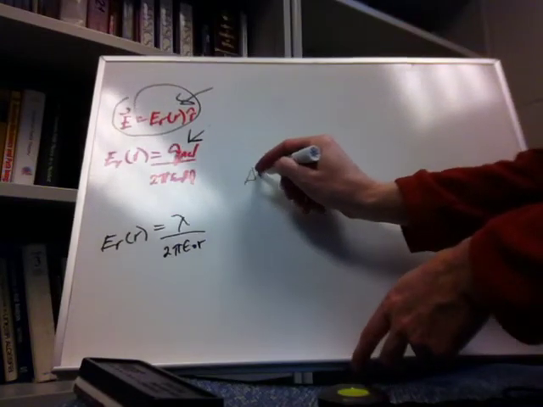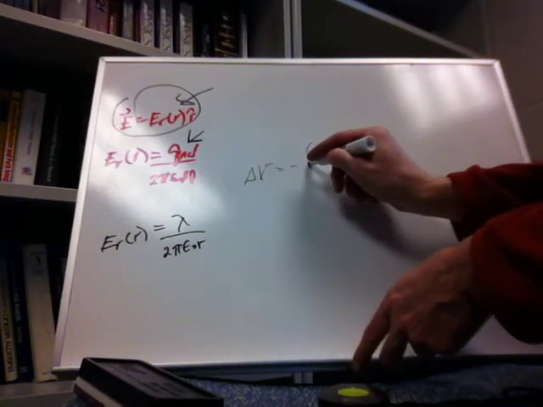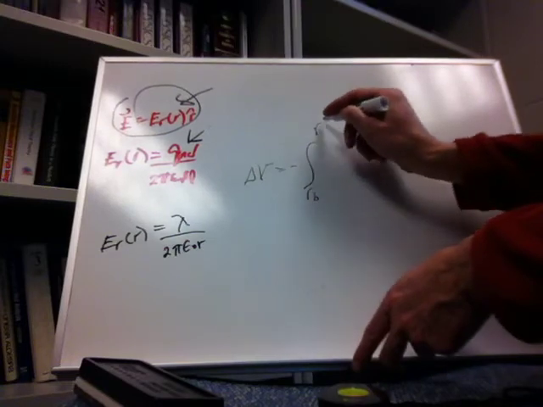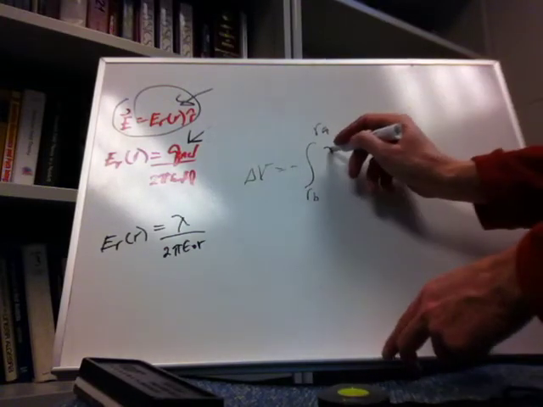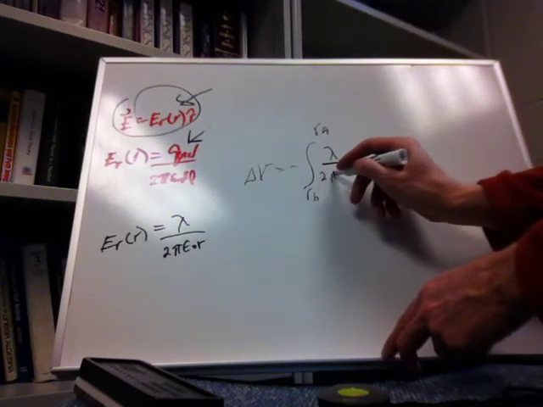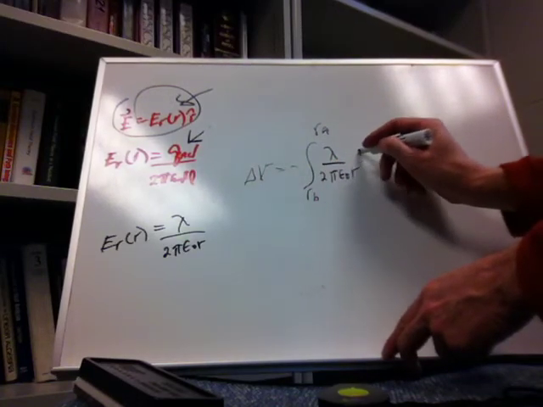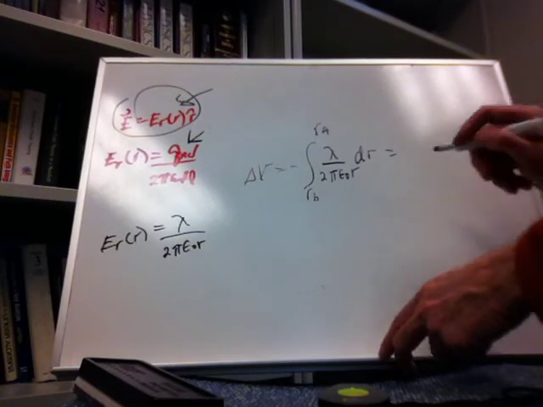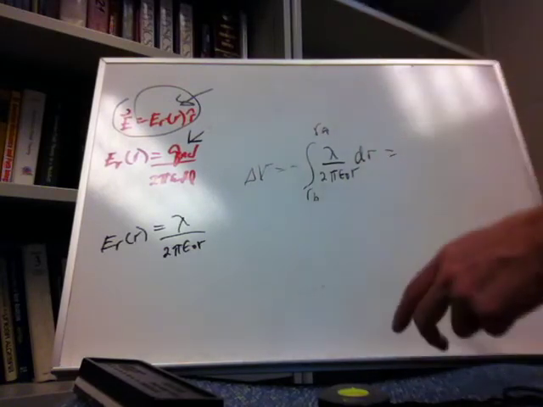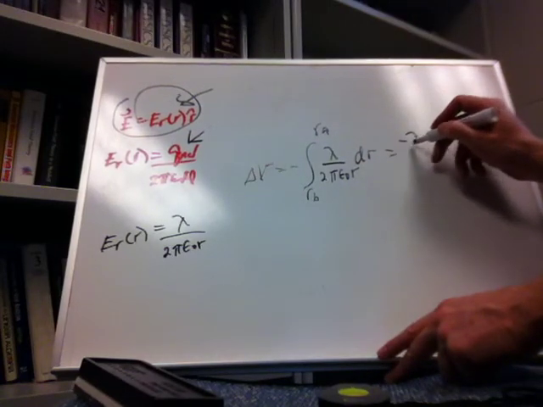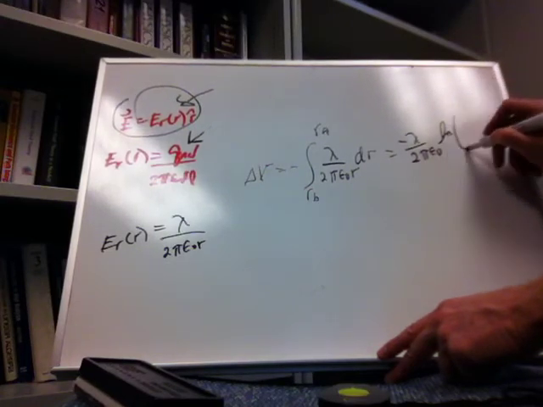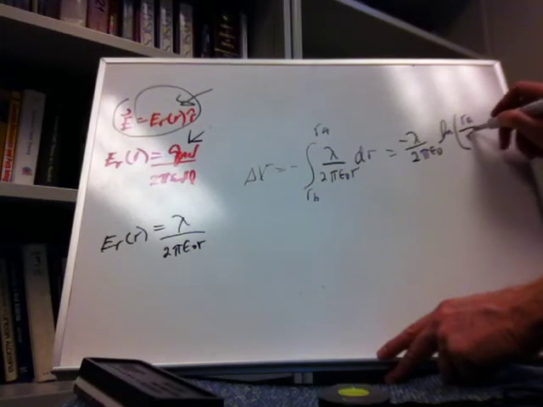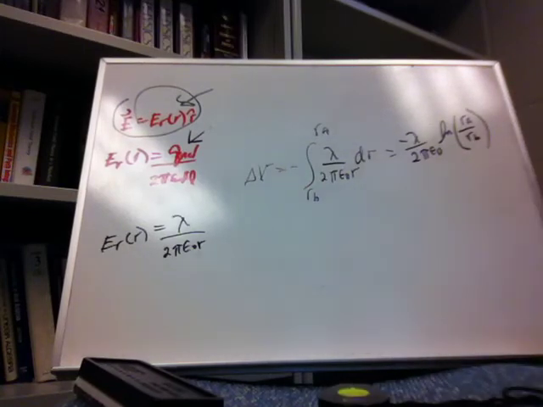Alright, so delta V equals minus the integral from RB to RA of lambda over 2 pi epsilon naught r dr. You just have dr over r, which is the natural log, so it equals minus lambda over 2 pi epsilon naught, natural log of RA over RB.